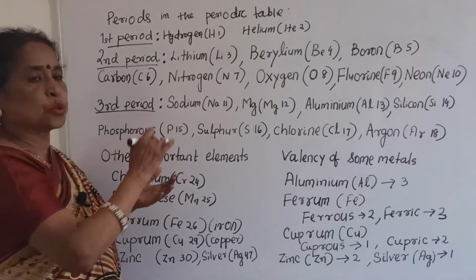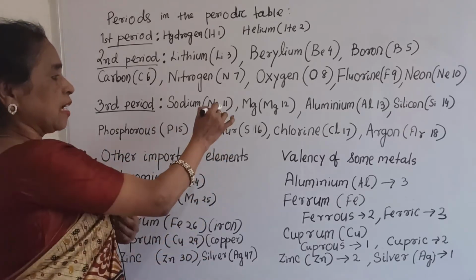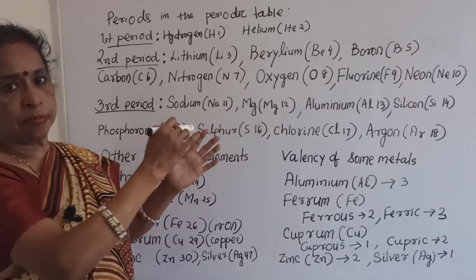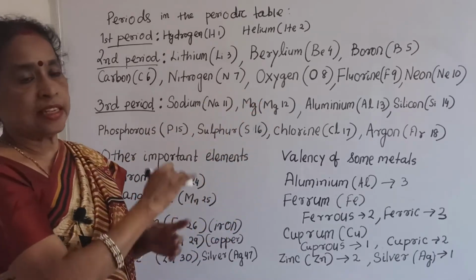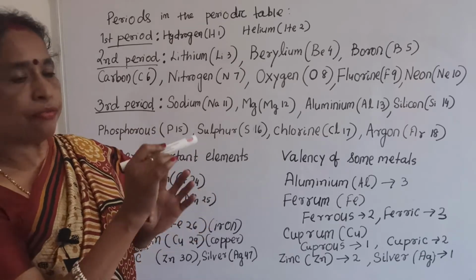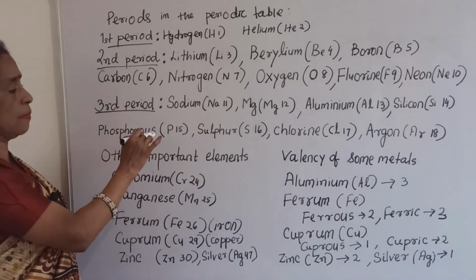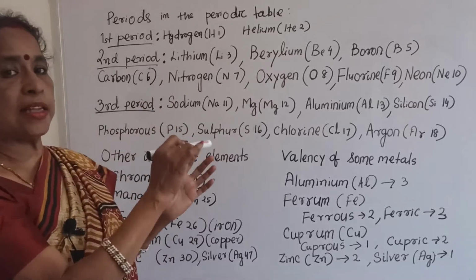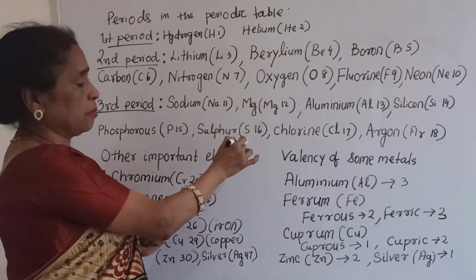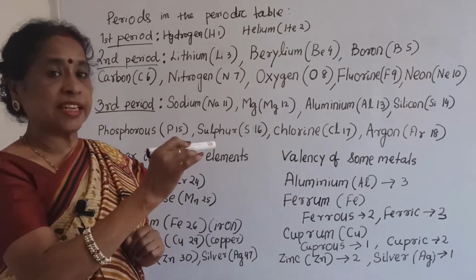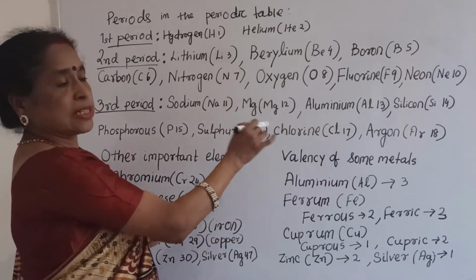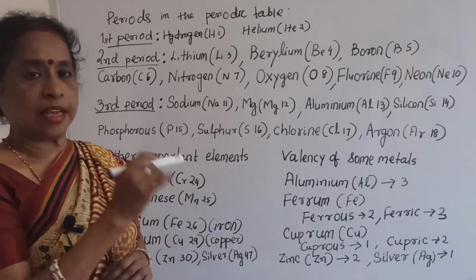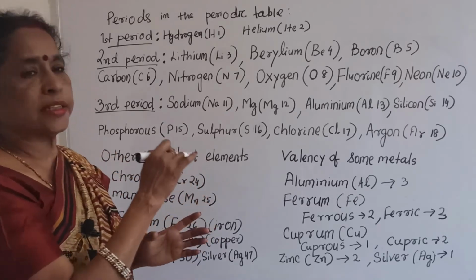Now start. Sodium Na, 11, magnesium Mg, 12, aluminium Al, 13, silicon Si, 14, phosphorus P, 15, sulfur S, 16. 16 means atomic number. And chlorine Cl, C capital, l small, atomic number 17. Then argon: A is capital, r is small.